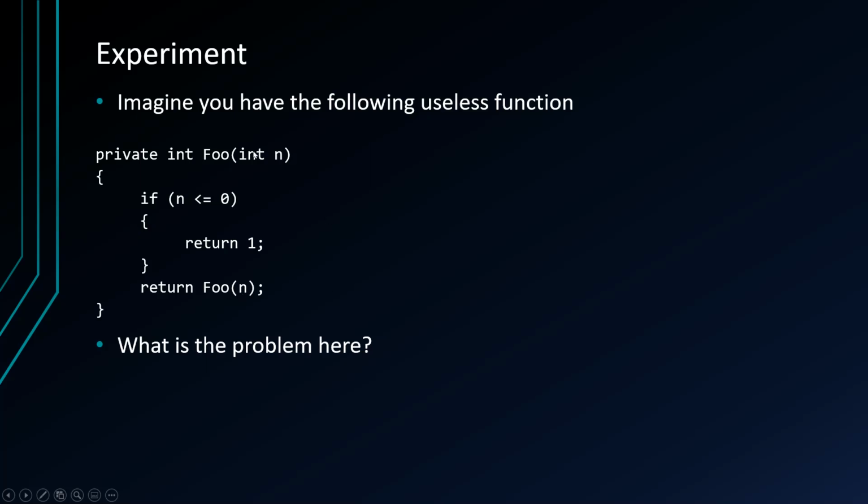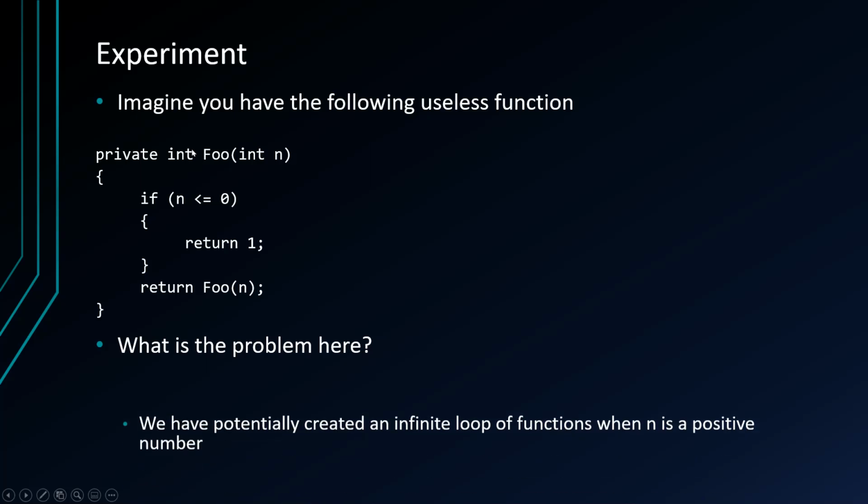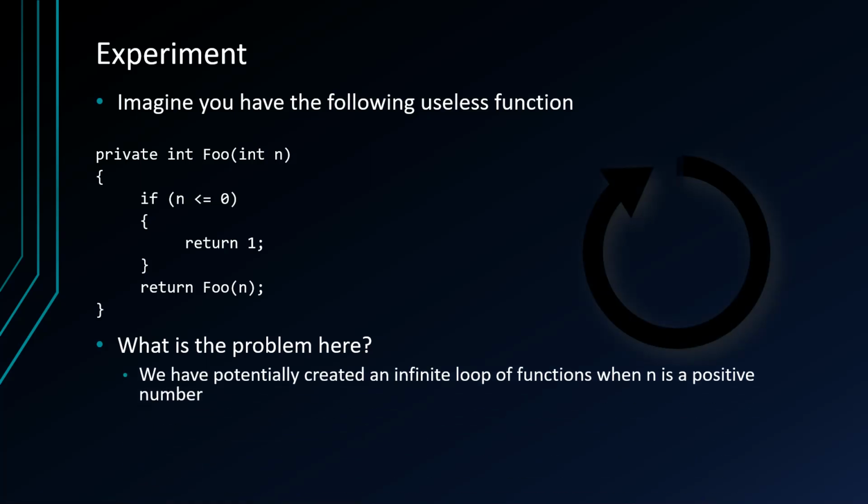So it's going to come back in. 3, n is still 3. Well, it's not less than or equal to 0. Return foo of 3. So what we've created here is an infinite loop. For any positive value n, we've just created an infinite loop without using a loop. We did it with function calls. Well, that's not a good thing.